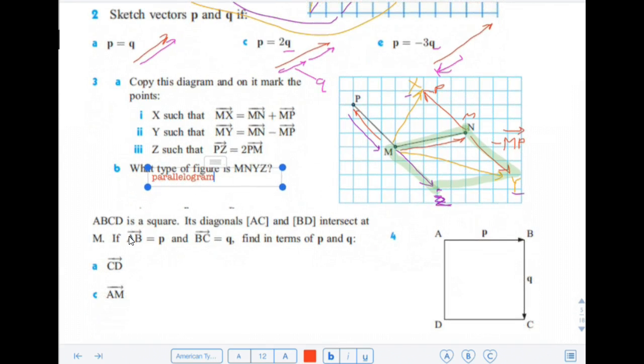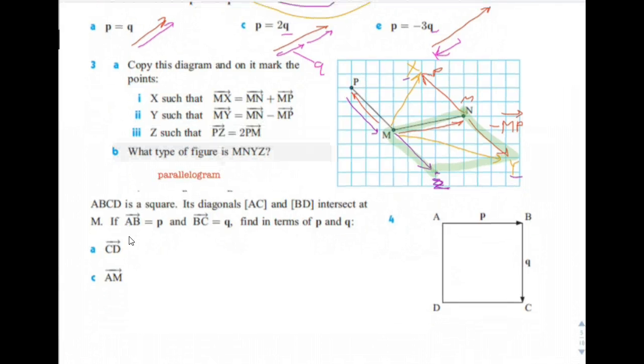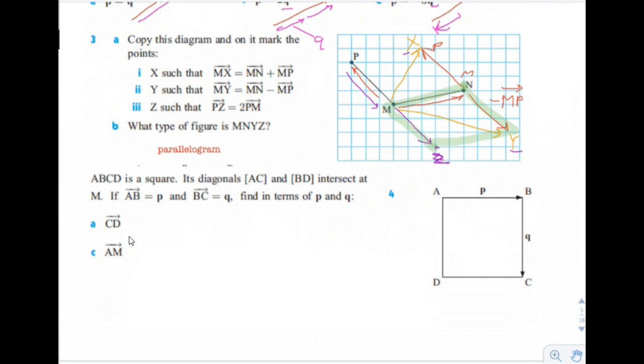ABCD is a square. Its diagonals AC and BD intersect at M. So they're telling us where M is. If we intersect those, M is right in the middle. If AB equals P and BC equals Q, find in terms of P and Q, CD and AM.